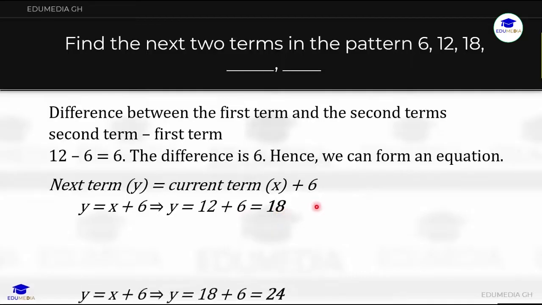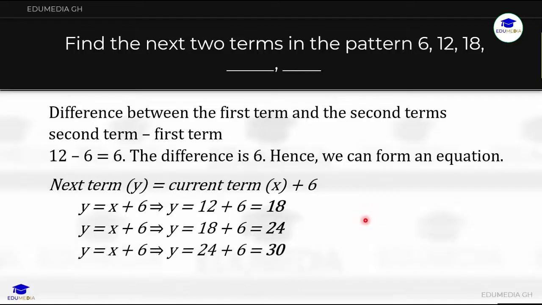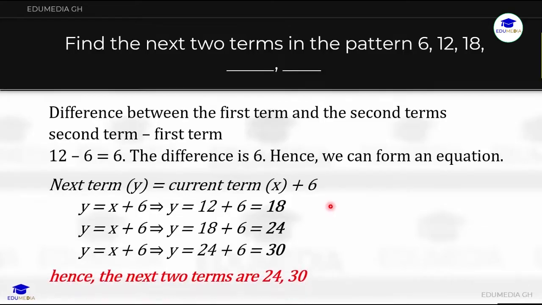It's 18, and adding 6 to it will give us 24. Can do that for the last one. So we have y equals x plus 6, and y is what we are looking for: 24 plus 6. 24 is the current term, what we obtained here, plus 6, that is 30. So we have 30 here, that's the last term. Therefore, the answer is 24 and 30.